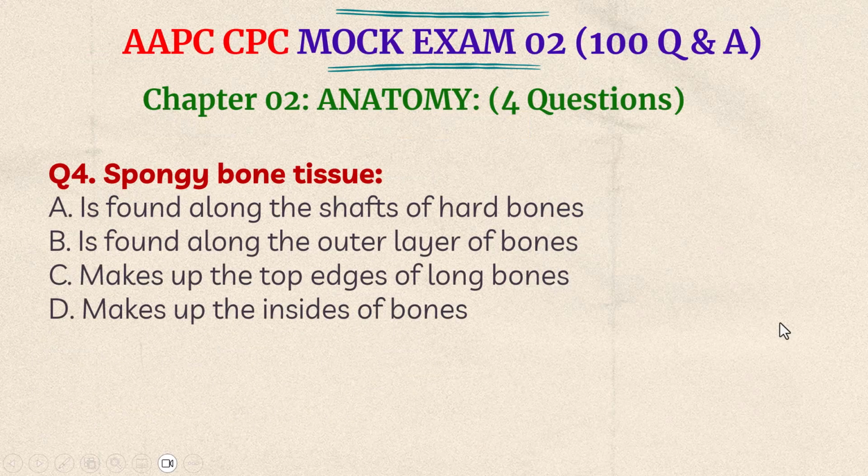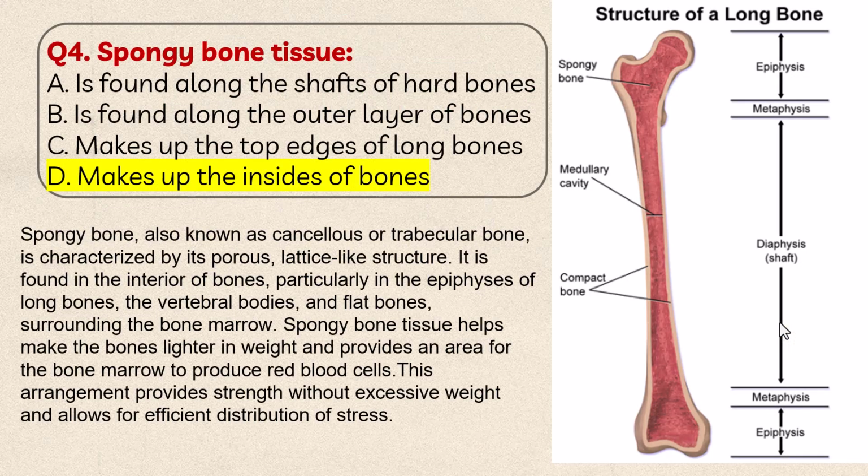Question number 4. Spongy bone tissue: A. is found along the shafts of the long bones. B. is found along the outer layer of bones. C. makes up the top edges of long bones. D. makes up the insides of bones. So think the answer. The correct answer is D, makes up the insides of bones.